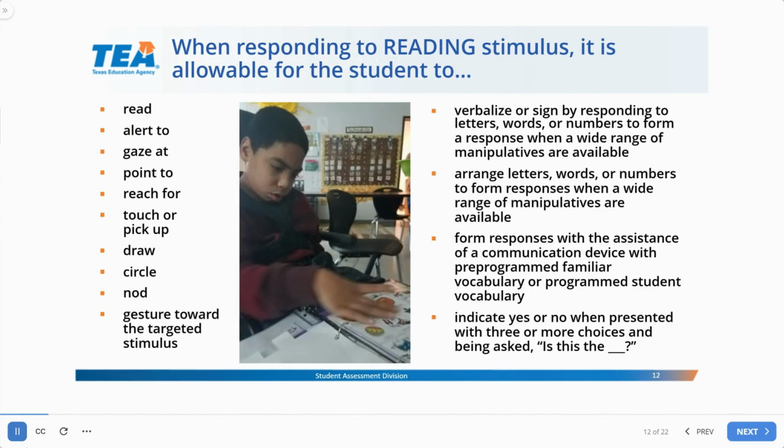Here is a list of alternate response modes for reading. Take a moment to read this list.